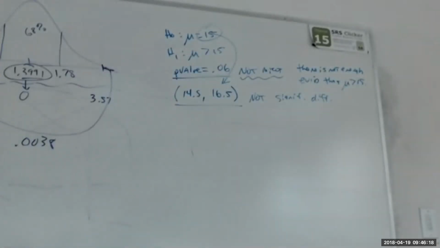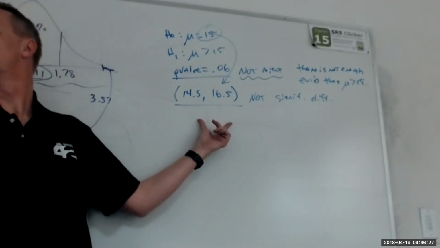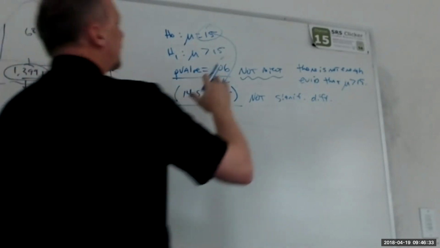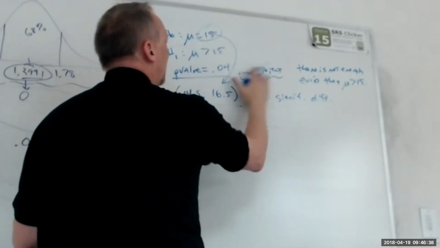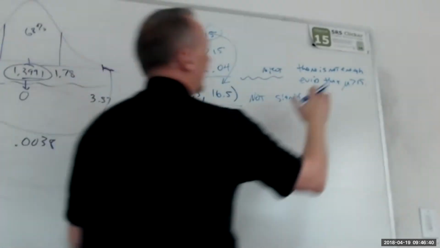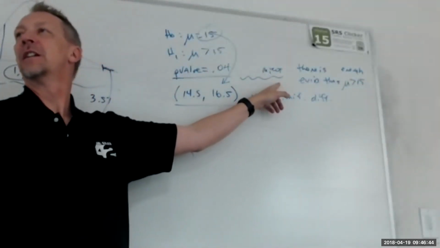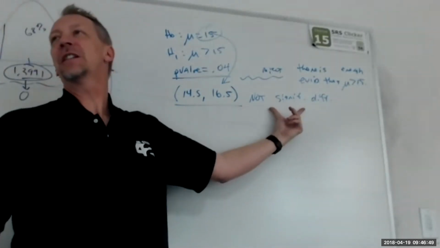I'm not looking for 0 on this one. Okay? I don't care that 0 is not in here. Now, let me just throw in another wrinkle because I did trick myself. Let's go back to the p-value for a minute. Let's say that it was 0.04. Now we would reject. There is enough evidence that mu is greater than 15. Okay? Let's leave this alone. We're saying there's not a significant difference.